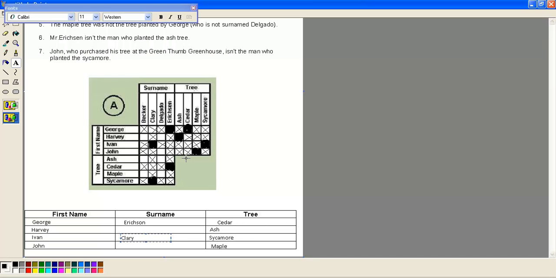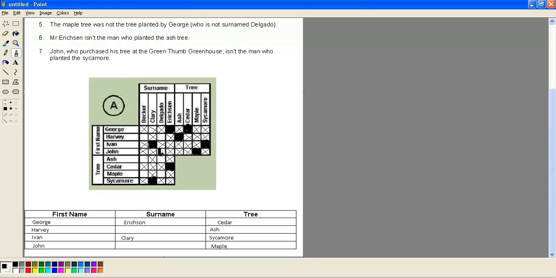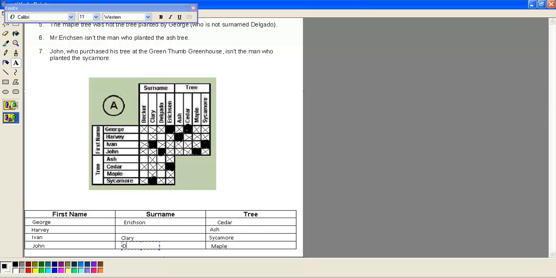And we now only have one option left for John. John must be Mr. Delgado. Leaving our last surname as Becker. And now you have your solution.